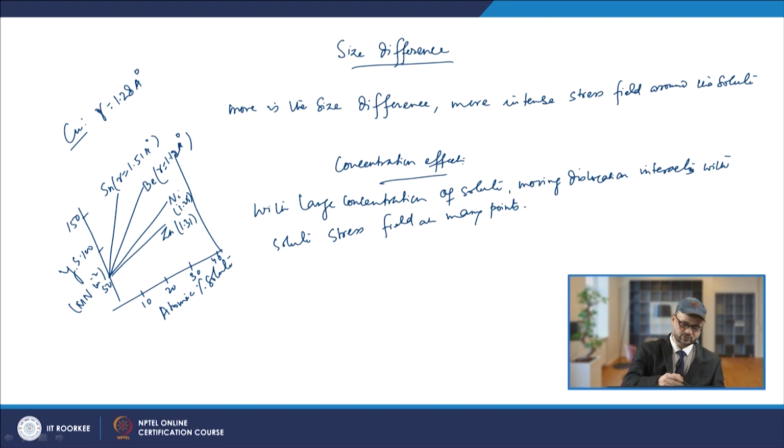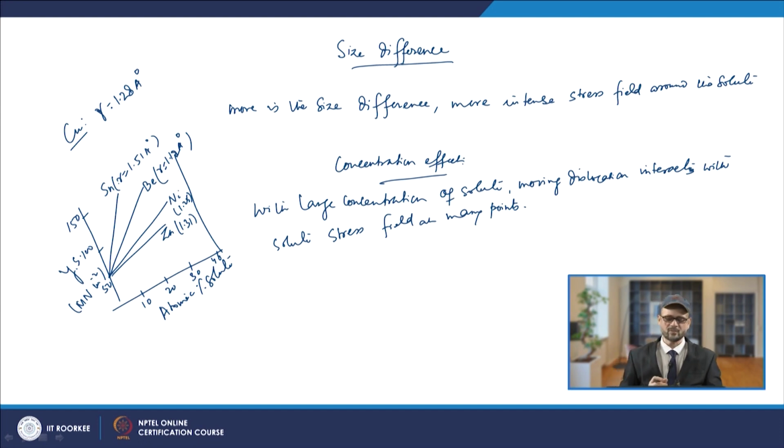In these cases, your strength becomes quite high. The slope of this line will be quite high, and that is why the difference in the yield strength is becoming quite considerable. So, this is the effect of the change in size. It can be seen that the larger strength is achieved when your size difference becomes larger.